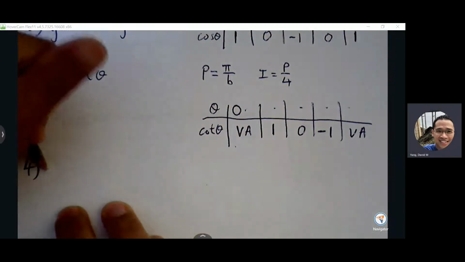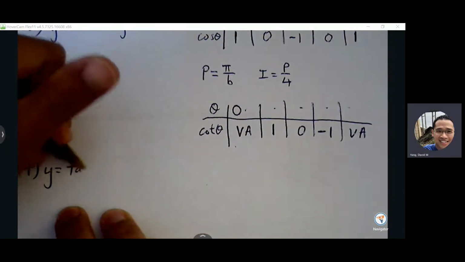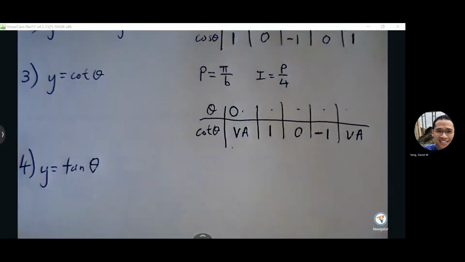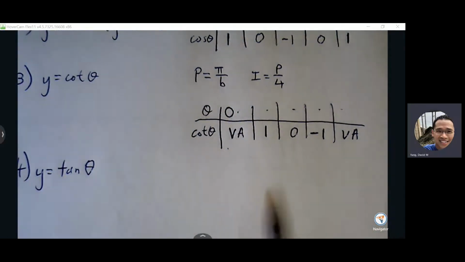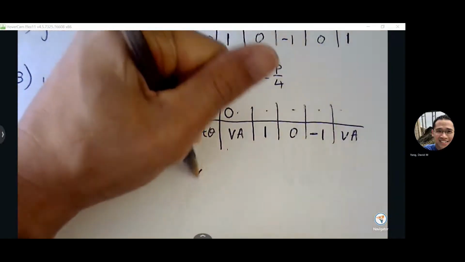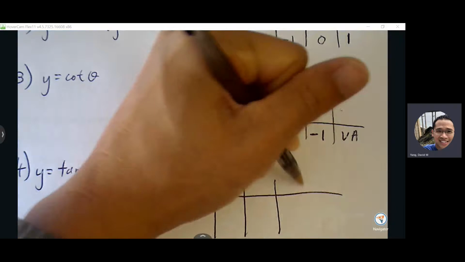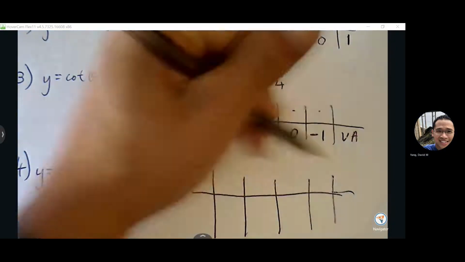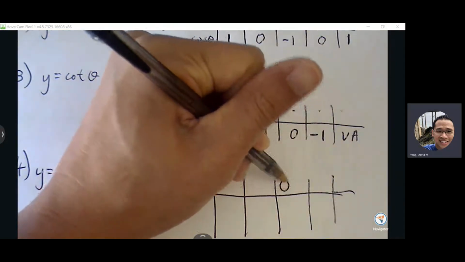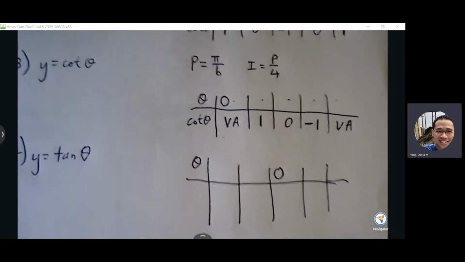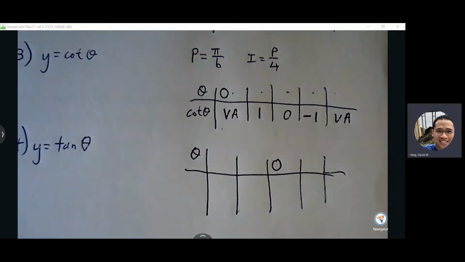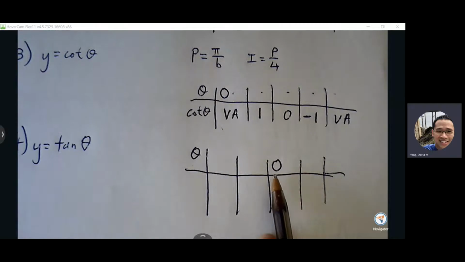And last one, tangent. Tangent has the most changes. It kind of looks like cotangent, but what's the big distinction in how we build our table? 0 starts in the middle. Now, one thing that I saw was, I think some of you guys were trying to get that 0 to show up at the end of the problem. You want to build that 0 at the beginning of the problem.